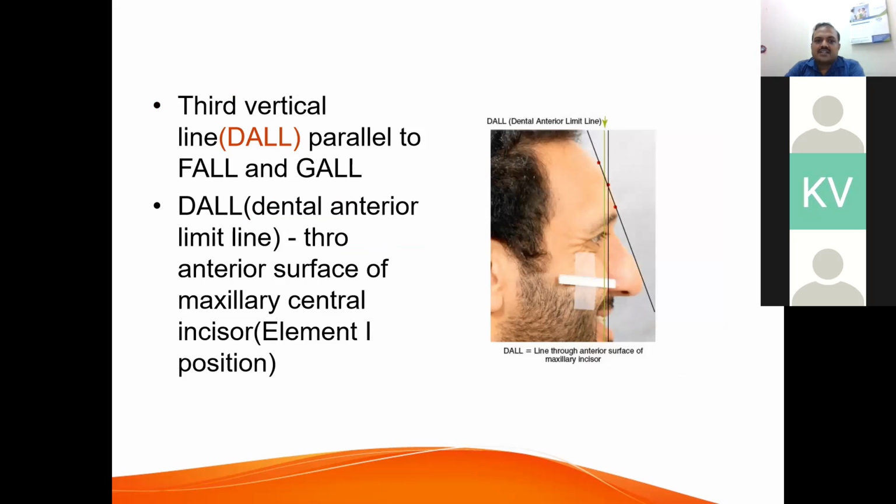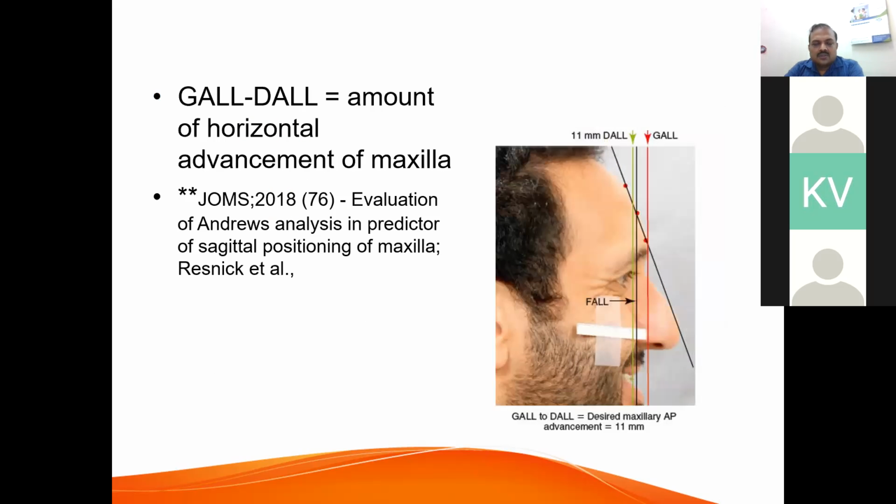Through the anterior surface of the maxillary central incisor, a green line is dropped, provided the incisors are in an element 1 relationship. The distance between the green and the red line, that is between the GALL and the DAL, is the amount of horizontal advancement of the maxilla. It gives a very clear and accurate measurement of maxillary advancement in case of anterior-posterior deficiency of the maxilla. It was published in the Journal of Oral and Maxillofacial Surgery (JOMS), 2018.